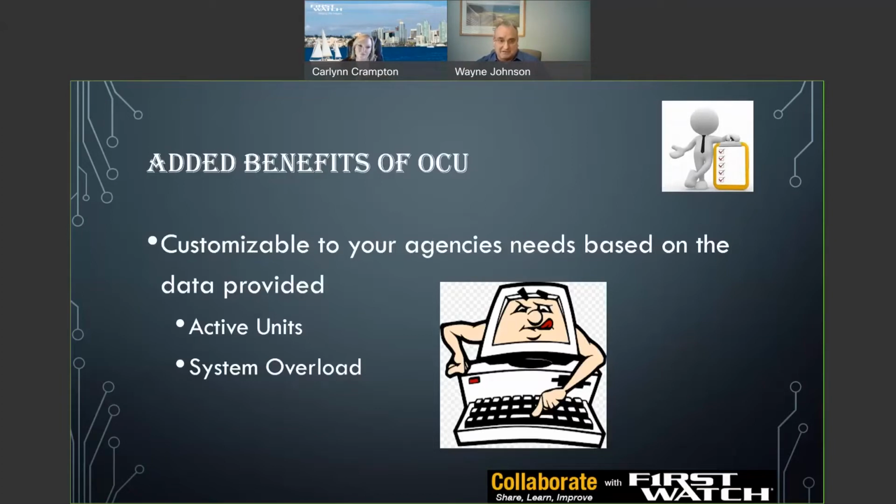Some of the more benefits, obviously, it's customizable based on the data that you provide. Some of our systems like to track the active units. For example, if you have an incident and you send a unit out on that incident, you want to know also how many other units were on calls at that same time. So during the adjudication process, it may give you some justification as to why you had to send a unit that was much further away, maybe because your system was overloaded or busy, and that's where that active unit component comes into play.